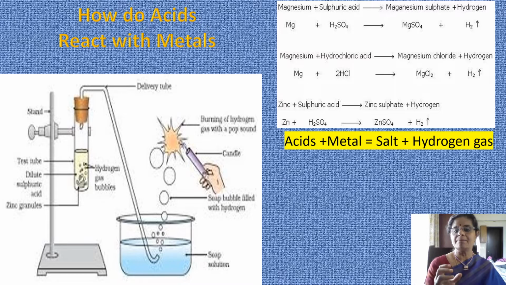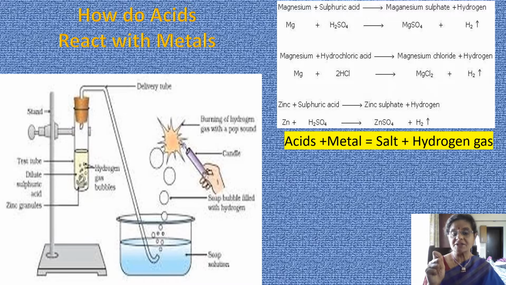Immediately you can see a brisk reaction taking place and some gas has been evolved. Now, which gas is this? We have to find out, isn't it? So this gas is passed through the delivery tube to the soap solution. Immediately what happens? A lot of bubbles come up in the soap solution. The bubbles, as they come up, you have to show a lighted candle. They're all gas filled bubbles.